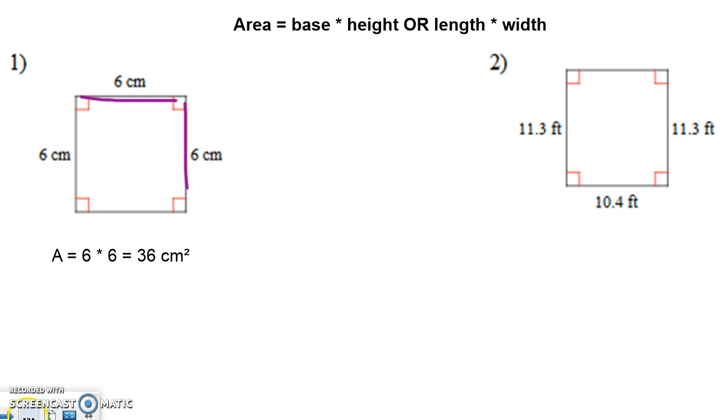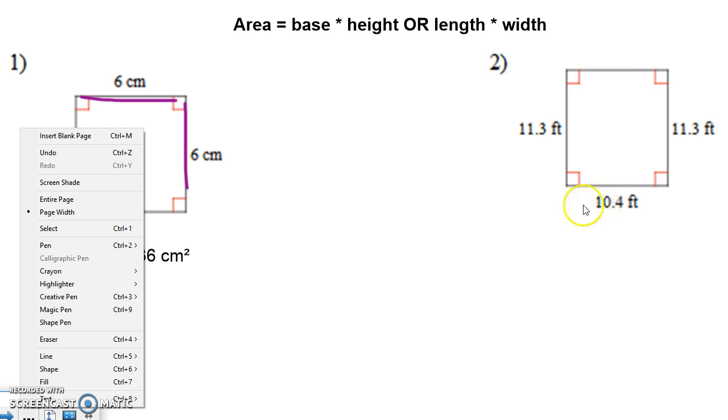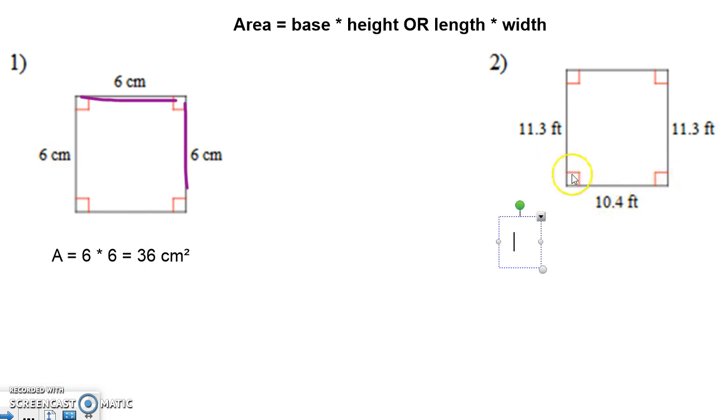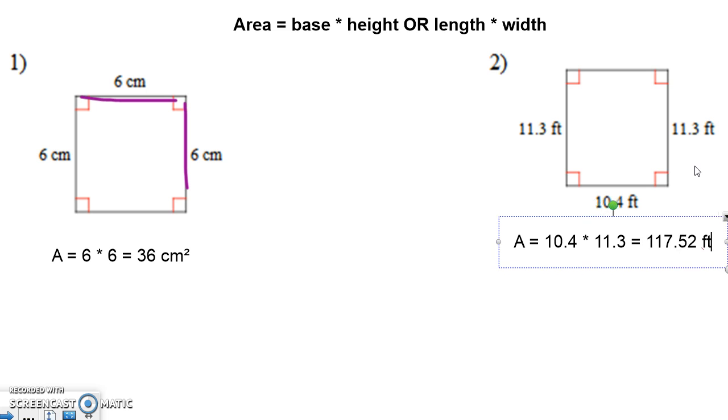The second one is a rectangle, and we're still going to do the base times the height, or the length times the width. The base is 10.4 feet and the height is 11.3 feet. When we multiply those two together, we get 117.52 feet squared. That's just a quick review of how to find the area of a square and a rectangle. If you need to pause this here, go ahead and do it.